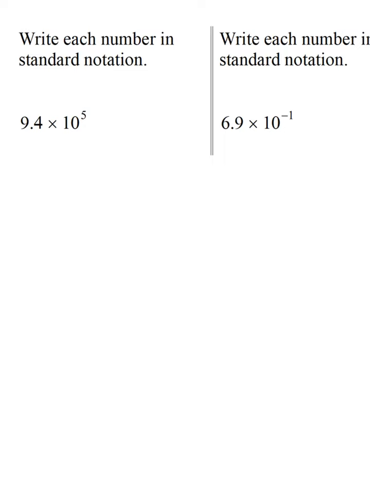In this video, we're going to review how to take a number that's in scientific notation and change it to standard form. In my first example, the base of 9.4 tells me that I have 9 and 4 as non-zero digits, but I'm going to go ahead and for now keep that decimal. The exponent of 5 tells me how many times my decimal needs to move. It needs to be moved 5 times.